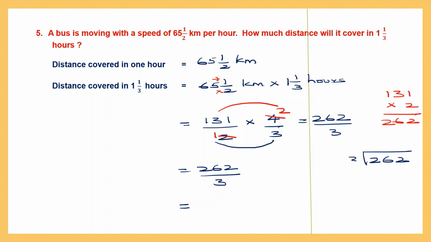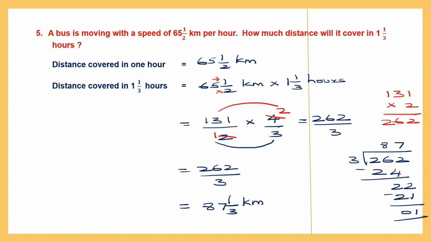262, let's divide this by 3. 3 eights are 24, minus 26 minus 24 is 2. You bring down the other 2. Now this is 22. 3 sevens are 21, minus, the remainder is 1 here. So now we have our mixed number 87 1 by 3, and since this is a distance, we are talking about the distance covered, isn't it? So since it's distance, this will be in kilometers. So the answer here is distance covered in 1 by 3 hours is 87 1 by 3 kilometers.